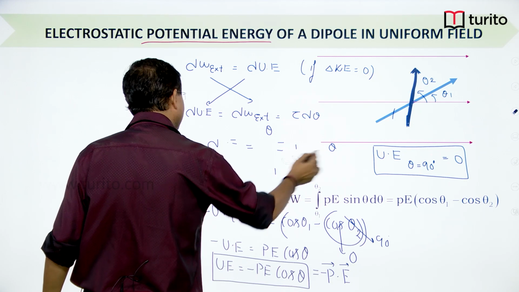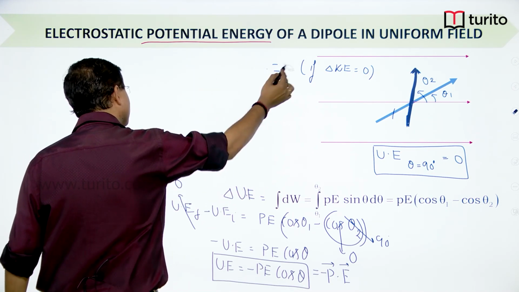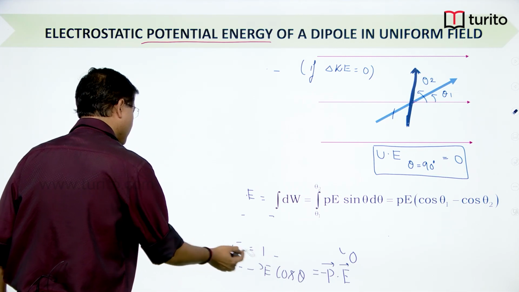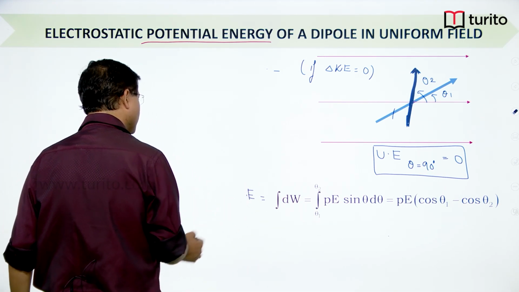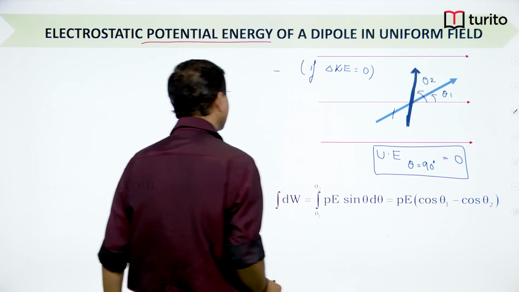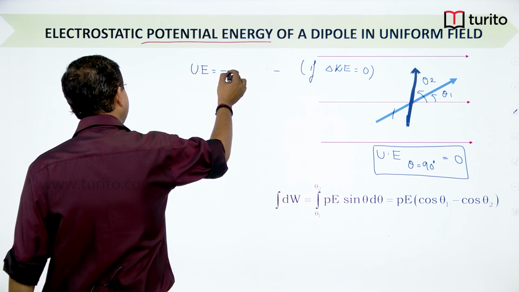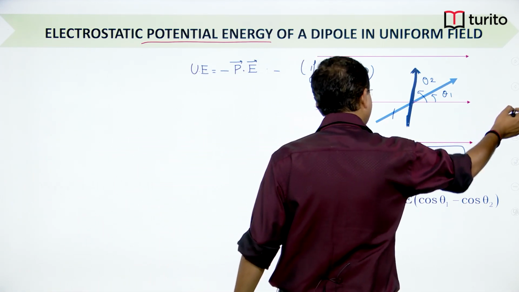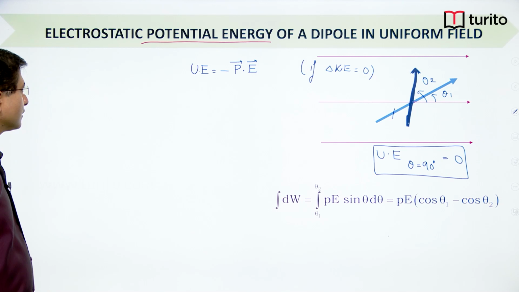So, I will erase all. So, what we have got, we have here potential energy associated is minus P vector dot E vector after simplification. This is the result. Now, look at the result.